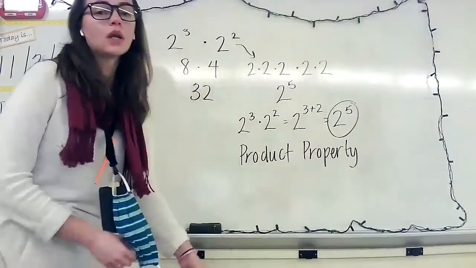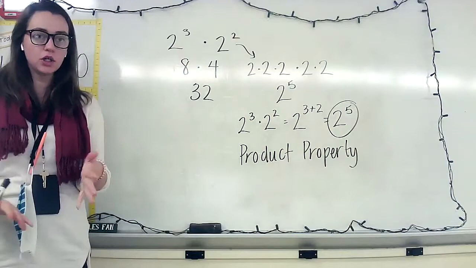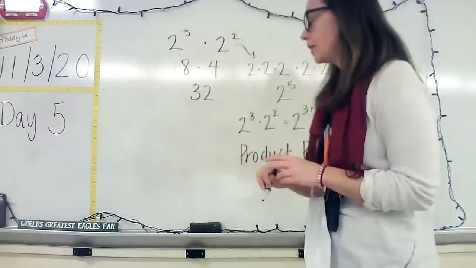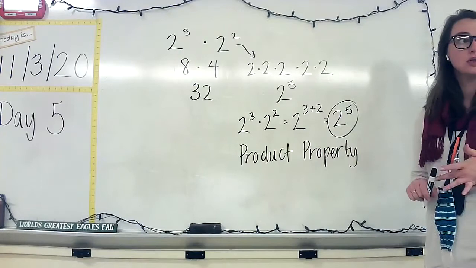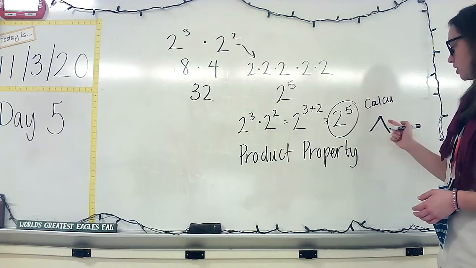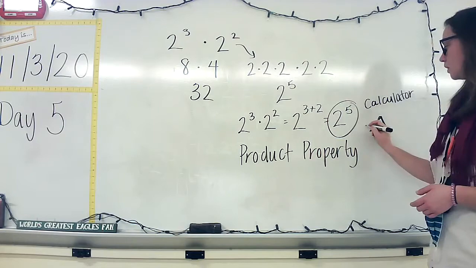We also use this when we're simplifying algebraic expressions, which is extremely helpful because here you could get to 32 either way. If I did 2 to the fifth power, which I should probably throw in there, in order to do this in your calculator, so you're not doing 2 times 2 times 2 times 2 times 2 in your head, there's this little button. It looks like an upside down triangle, or a triangle without the base. So I would enter 2 and then that button and then 5.